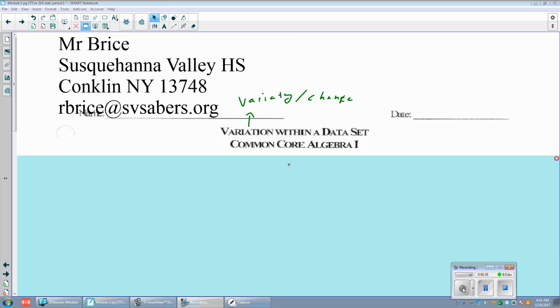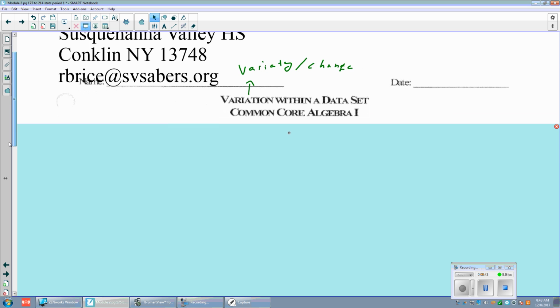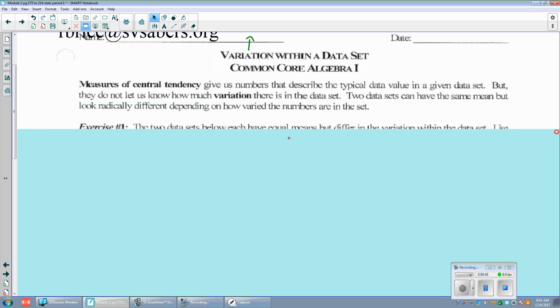We're on page 187 in our book, variation within a data set, Common Core Algebra 1. Variation means a variety or a change, how things change. So measures of central tendency, that means mean, median, and mode, give us numbers that describe a typical data value in a given set. But they don't let us know how much variation there is in the data set.